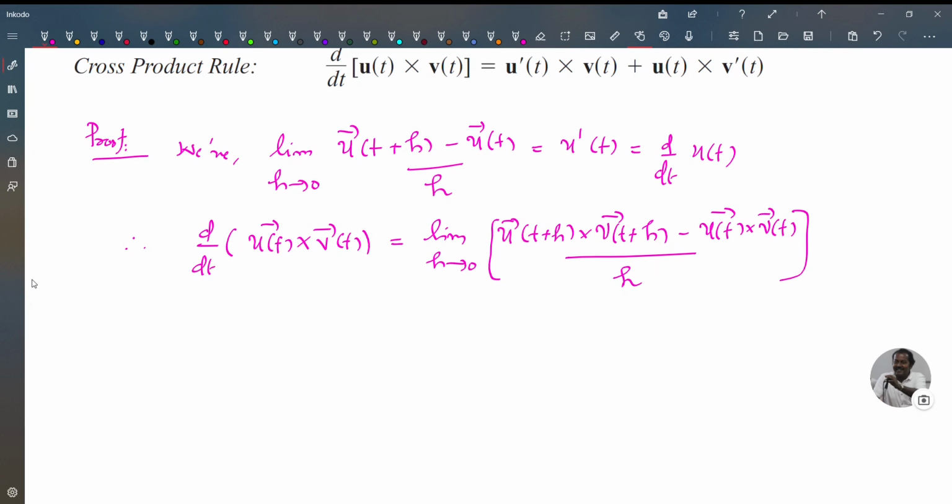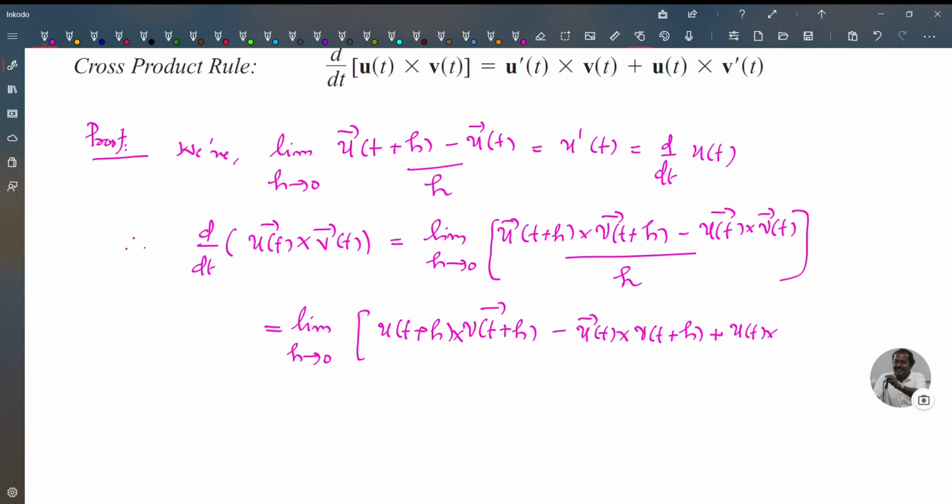So this is equal to, now adding and subtracting u of t cross v of t plus h, we get this is equal to limit h tends to 0, u of t plus h cross v of t plus h minus u of t cross v of t plus h plus u of t cross v of t plus h minus u of t cross v of t, all divided by h.